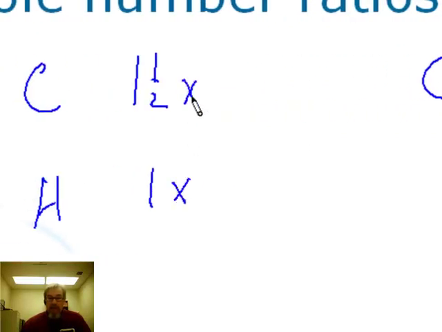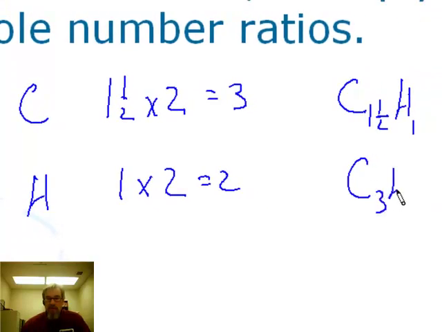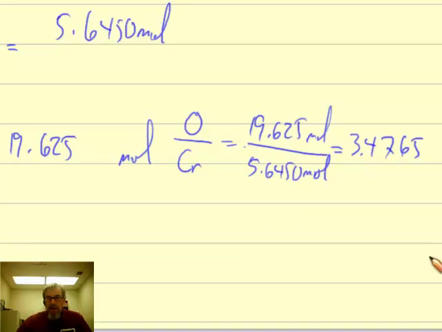I can get lowest whole number ratios by multiplying both of these by 2. 1 times 2 is 2, that's a whole number, and 1.5 times 2 is 3, which is also a whole number. So that changes my ratio to C3H2. That's the lowest whole number ratio. So back to our problem here.